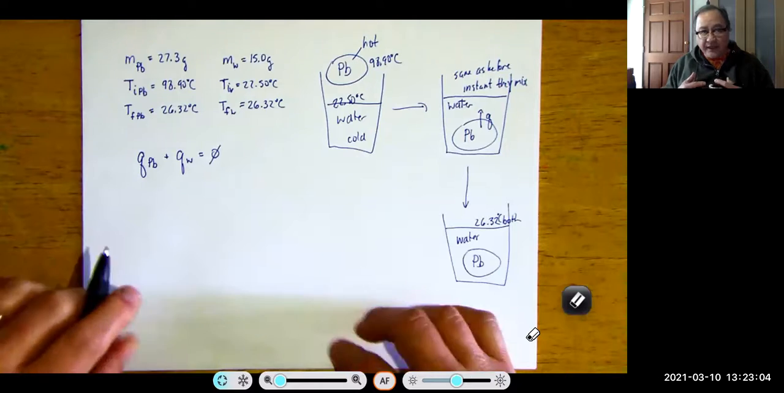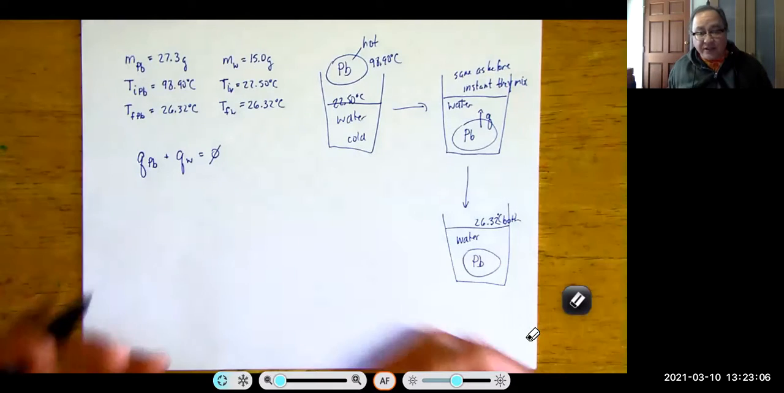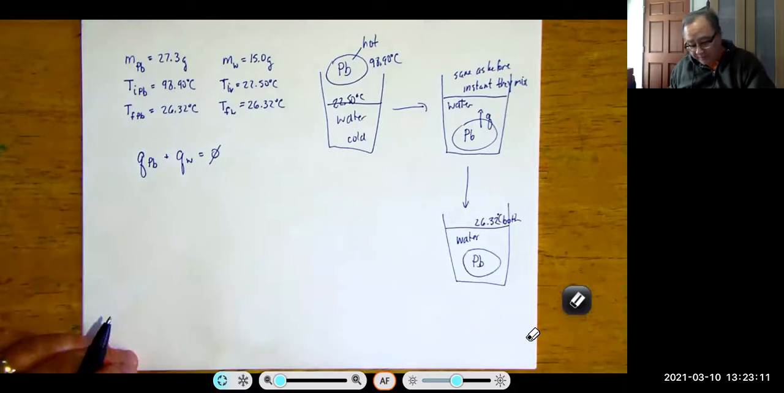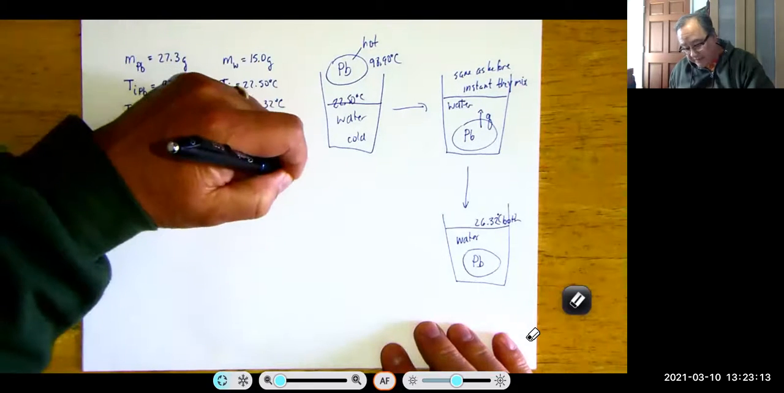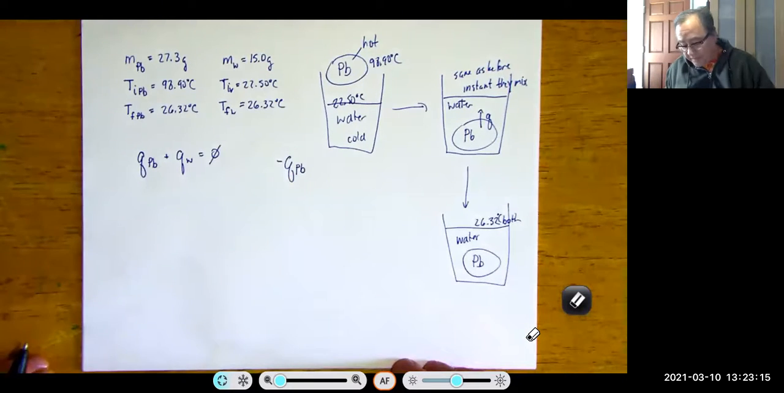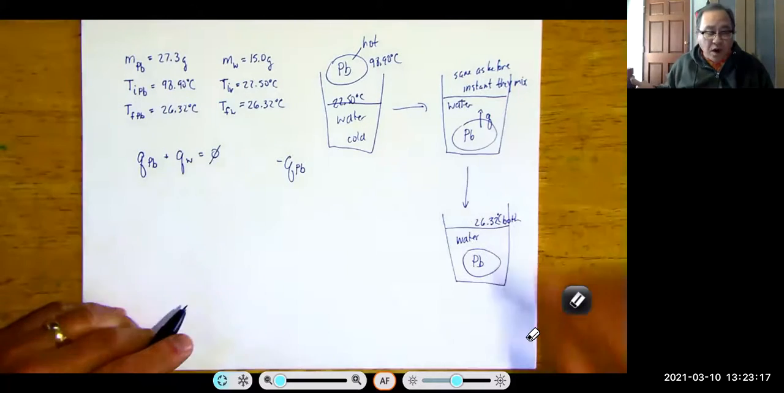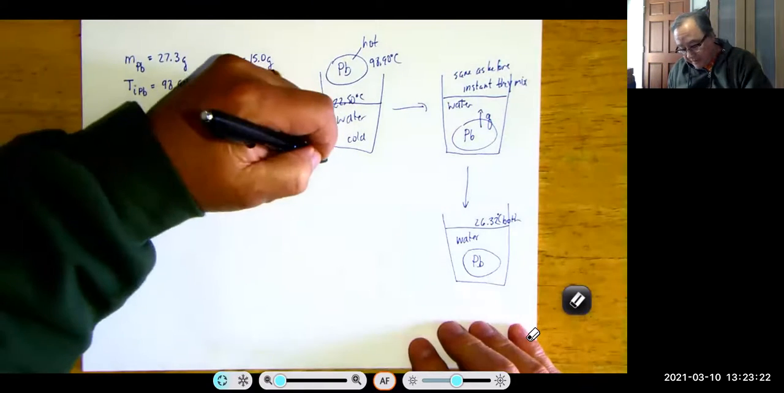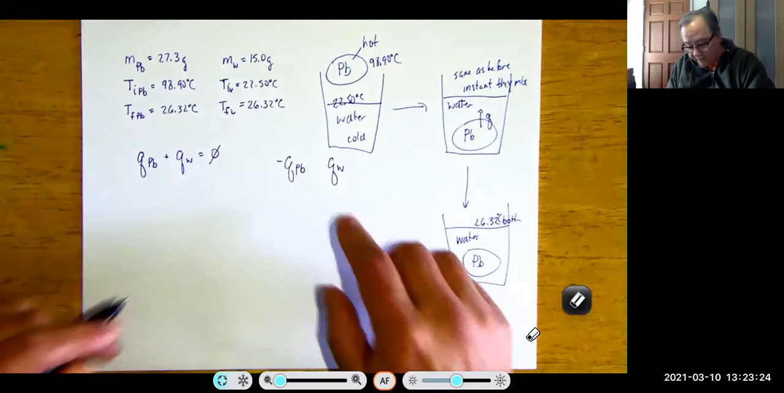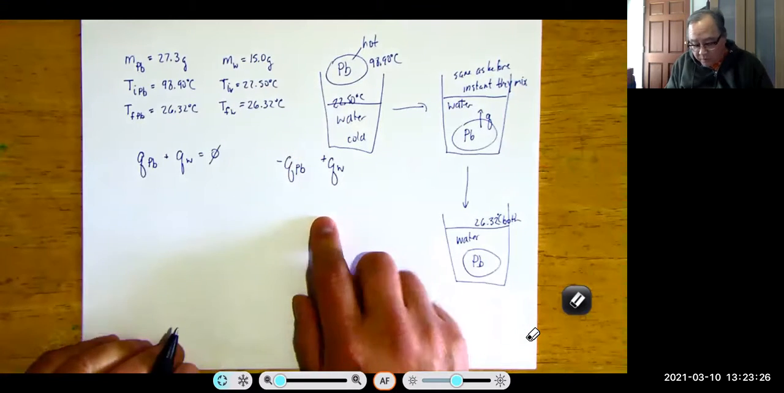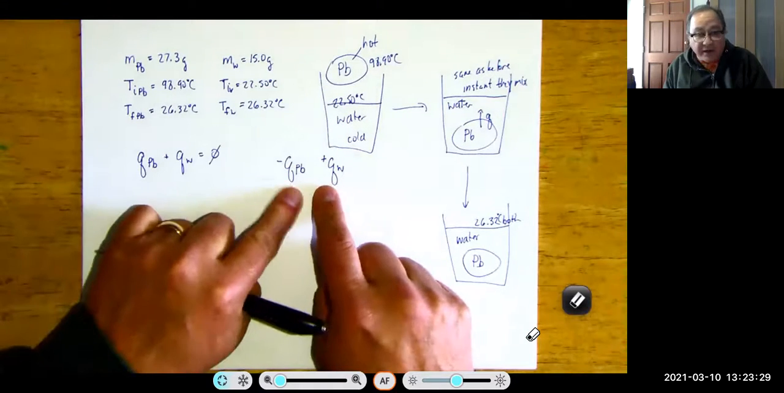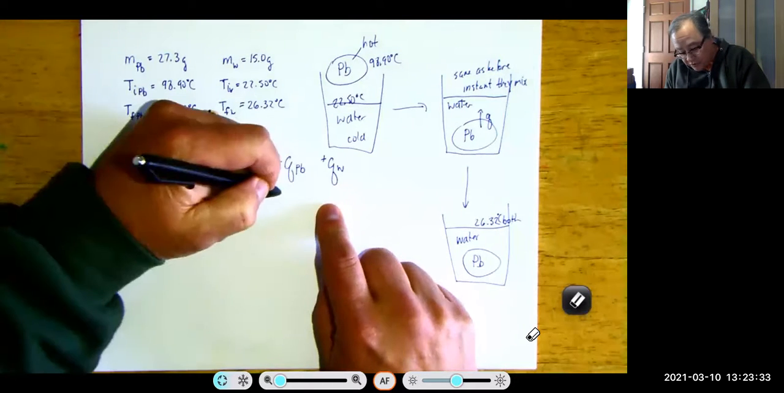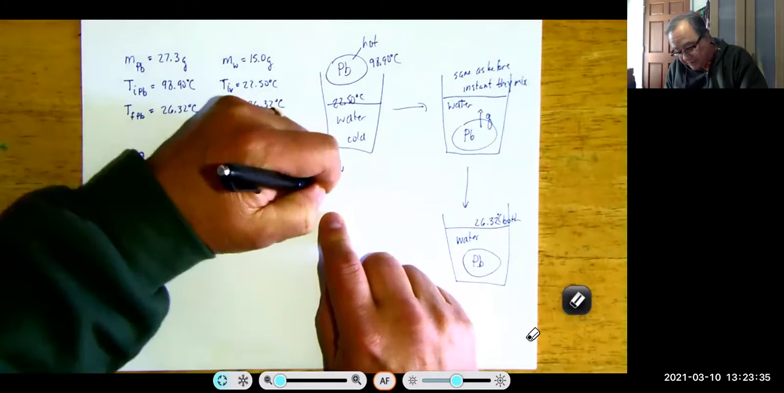Now, since the heat is leaving the lead, it's actually a negative value. Exothermic is a negative value. So we would say negative Q of the lead because it's a negative value. Now, the heat entering the water is endothermic and therefore it has a positive value. And I'm not going to put a positive there, but I guess I will. Now, what do we know about these amounts numerically? They're the same. So if this is negative 10 joules, this is positive 10 joules.